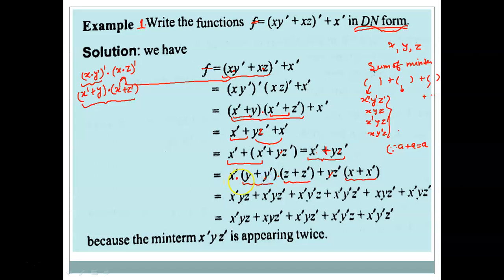Further, let us try to simplify this step over here. x dot y plus x complement dot y, and there again x complement dot y complement, and then we are having dot z plus z complement. Fine.